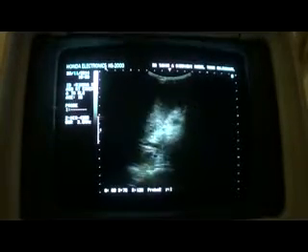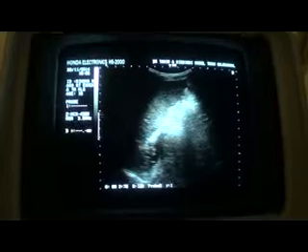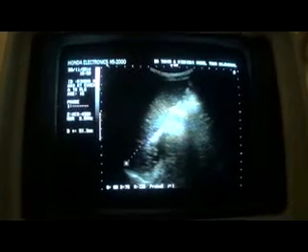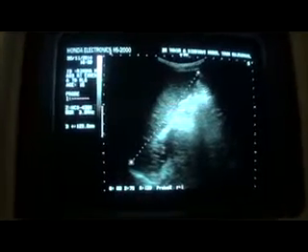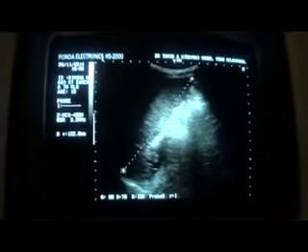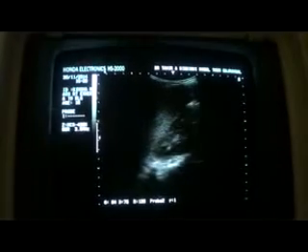This is the spleen, and from pole to pole the spleen measures 12.2. Up to 12 is normal, so we will consider it as a normal spleen. This is the left kidney. The left kidney is okay.